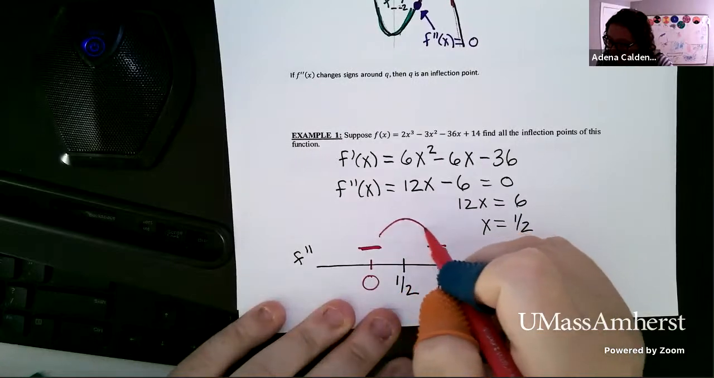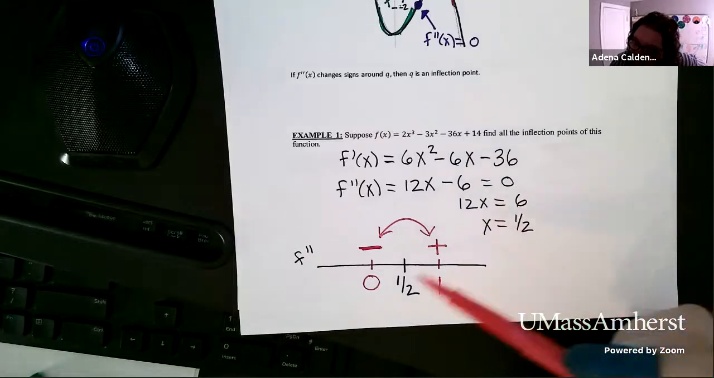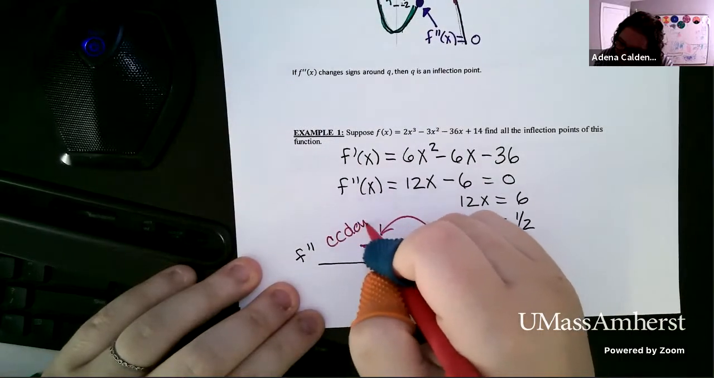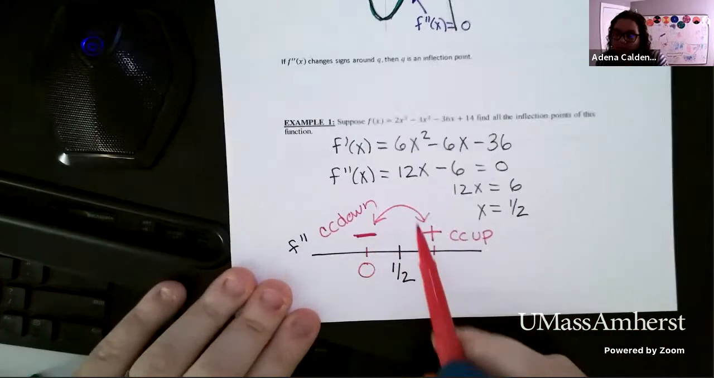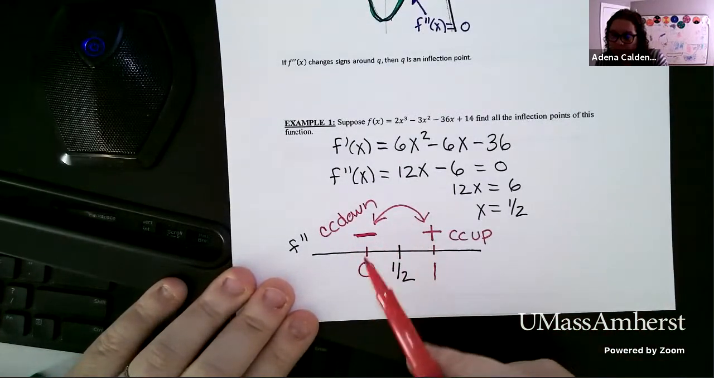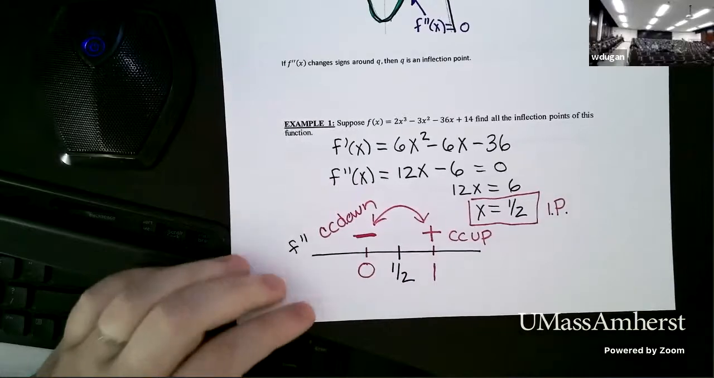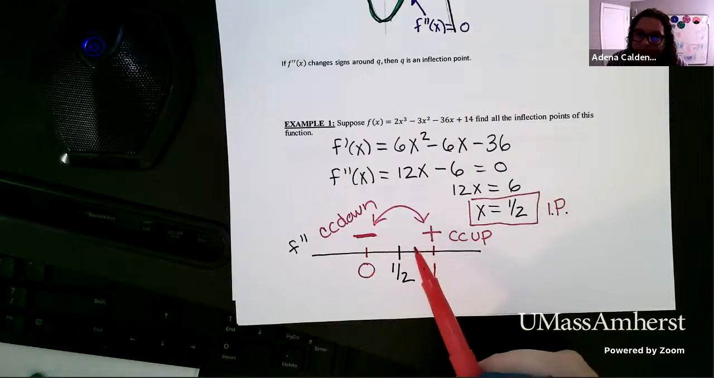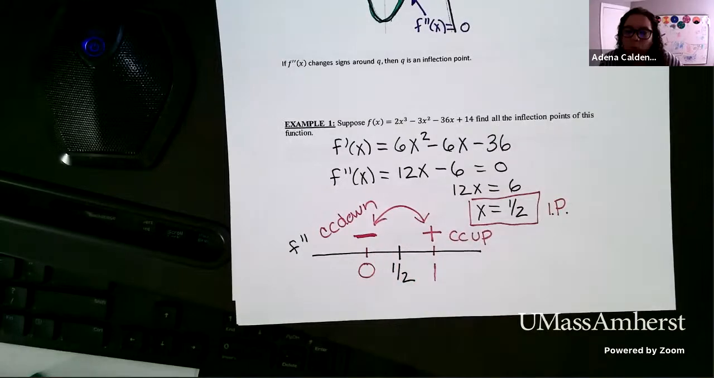Okay, so here I can see that I've changed signs. And that's important because, again, if the second derivative is negative, you're concave down, and if it's positive, you're concave up. So what's happening is I'm changing concavity, which is the definition of an inflection point. So x equals half is indeed an inflection point because the sign changes around the point. And again, it doesn't matter how it changes. It could go from positive to negative or negative to positive. What matters is that it does change around the inflection point.